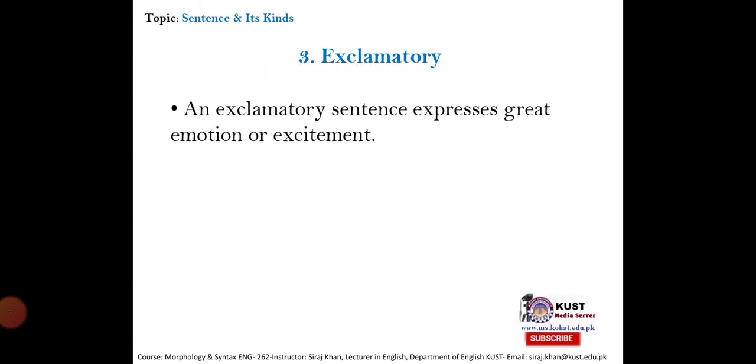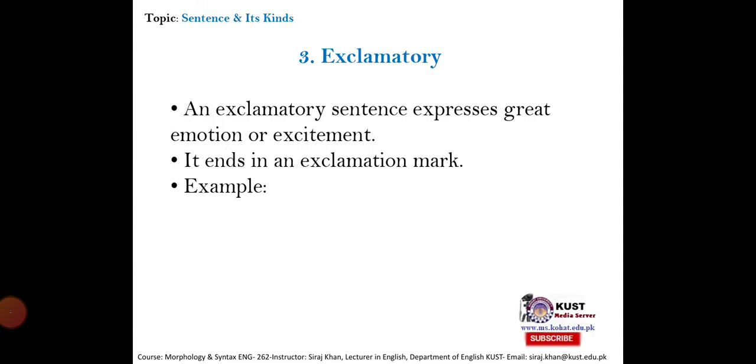An exclamatory sentence expresses great emotion or excitement. A sentence that expresses excitement, strong feelings, or emotions ends with an exclamation mark. Exclamatory words are words that generate a strong emotional response. For example, we have exclamatory words along with exclamation marks in exclamatory sentences: wow, awesome, alas, horror, for surprise, for happiness, for sorrows. The house is on fire. So here the whole sentence is exclamatory.